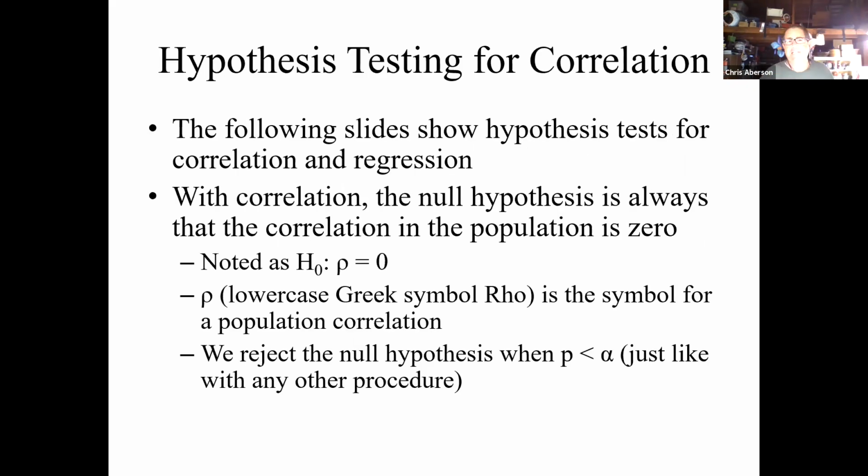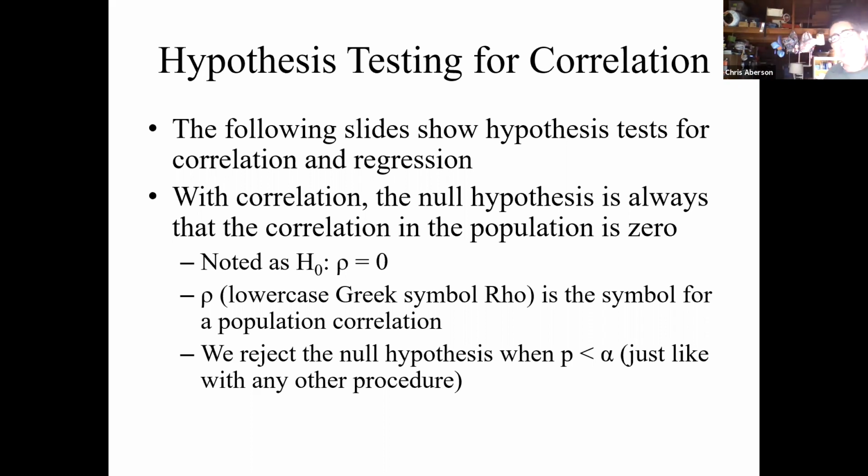All right, hypothesis testing for correlation. With correlation, we do have a null hypothesis. And that null hypothesis is simply that rho, the Greek symbol rho, which is the symbol for the population correlation, is 0. Very consistent with the other null hypotheses we found, where we say no difference, no effect. Here, no correlation. Null hypothesis is always no something. So we're testing the null hypothesis that in the population, the correlation is 0.